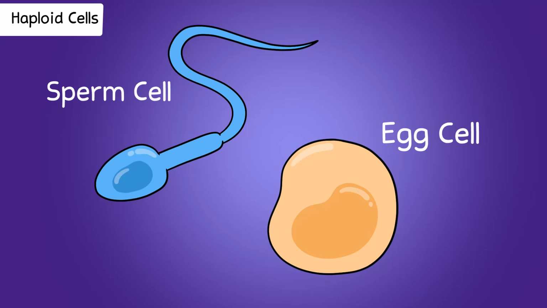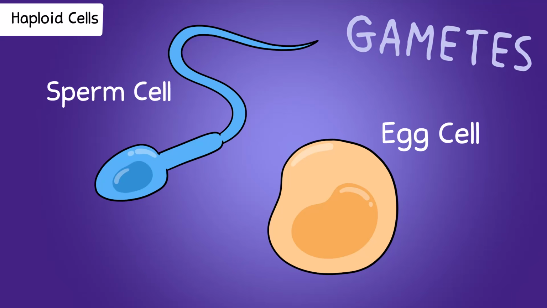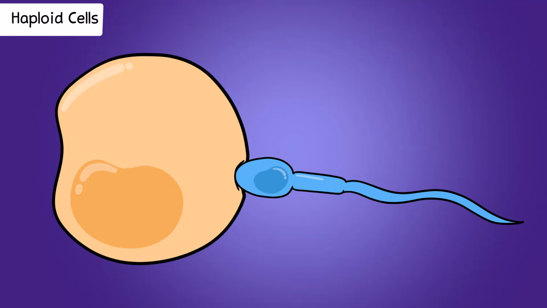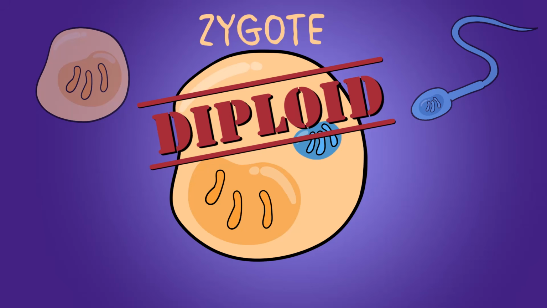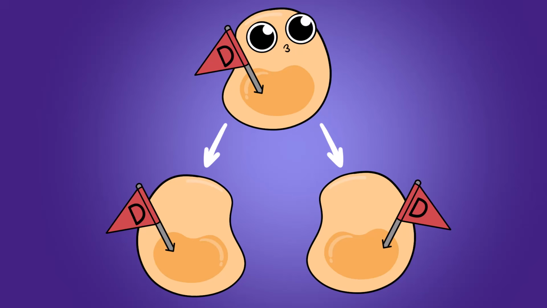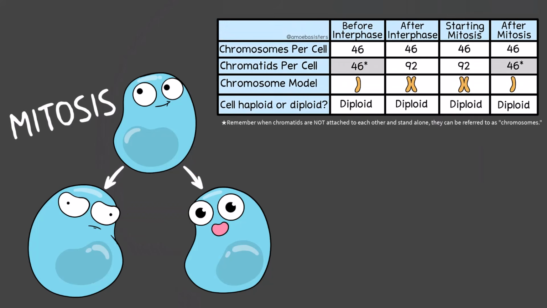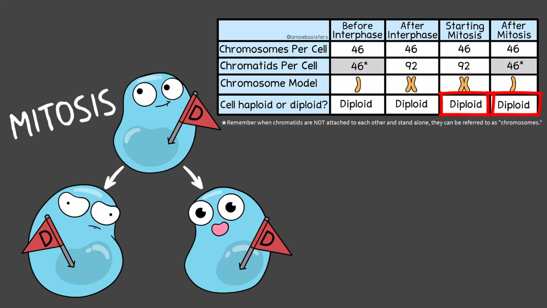In humans, egg cells and sperm cells, which are known as gametes, are haploid cells. They each only have one set of chromosomes. And that's important because if an egg cell and sperm cell combine, they make a diploid cell called a zygote. The zygote has two sets of chromosomes, one from the egg cell and one from the sperm cell. And that diploid zygote will divide by mitosis to make more diploid cells. On the topic of mitosis, mitosis in humans starts with a diploid cell. The two daughter cells that result after mitosis are identical, and both diploid cells. In humans, mitosis starts and ends diploid.